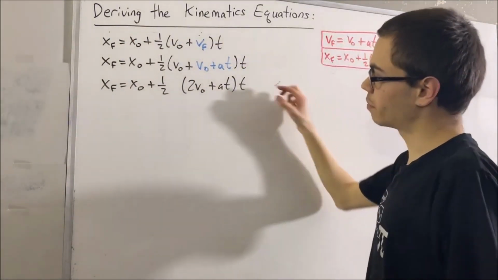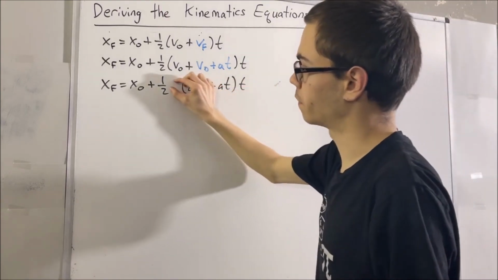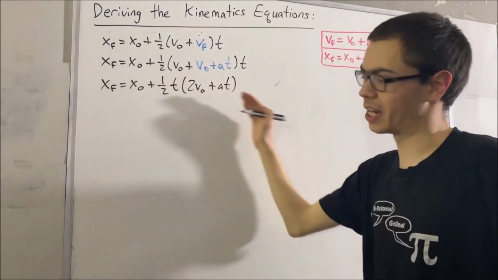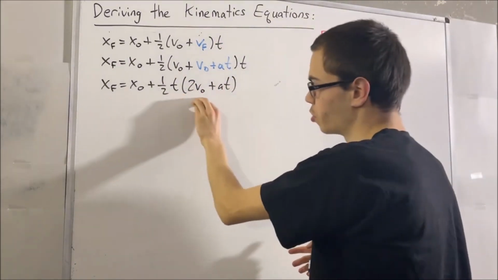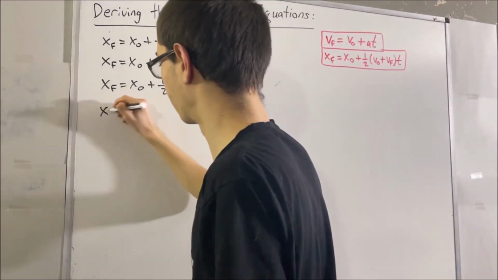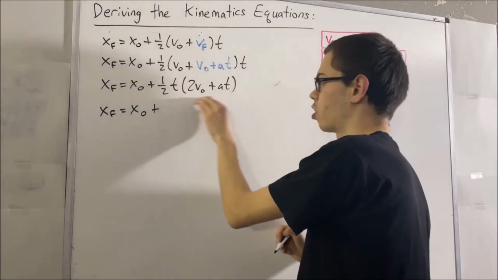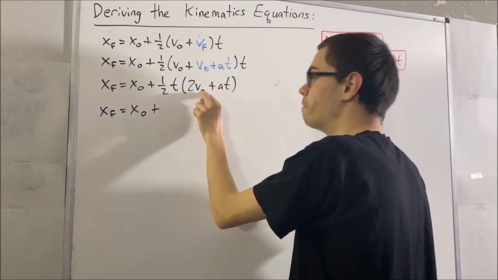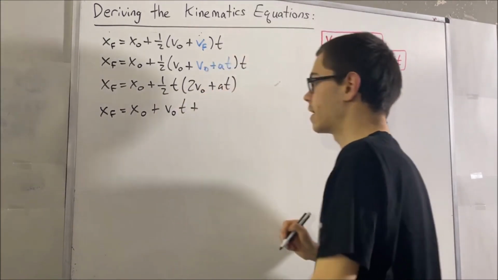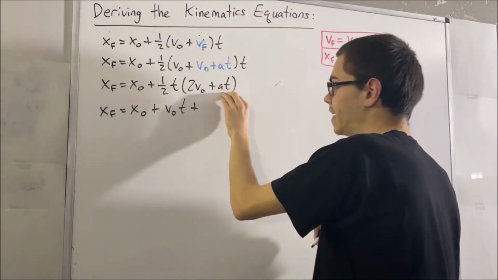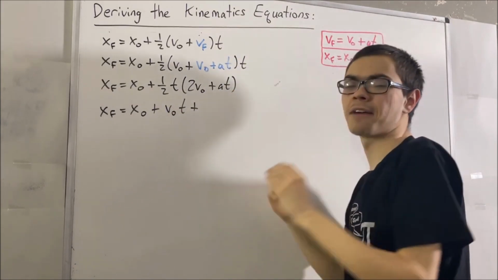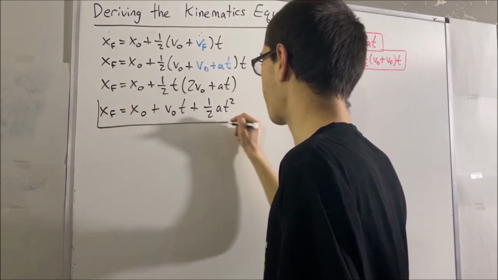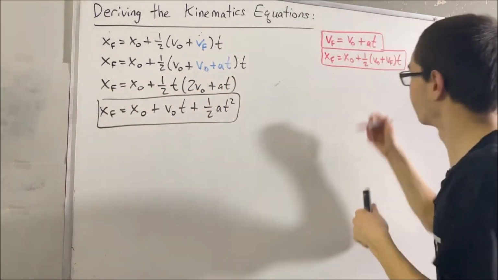And I'm actually just going to move the t out to the front of the parentheses right here, just so it looks nicer. And next I'm just going to distribute it across the parentheses. Okay, so distributing it across, we have 1/2 t times 2v naught. That gives us v naught t. And next we do 1/2 t times at. That gives us 1/2 at squared. And so just like that, we get our third kinematics equation.